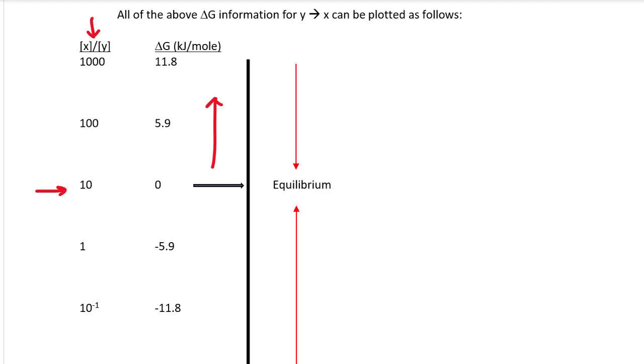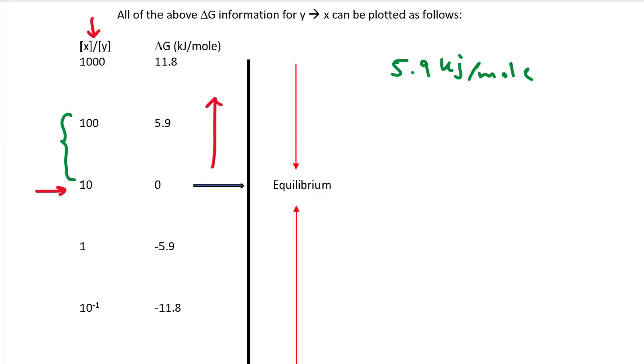So if I'm starting at equilibrium and I want to get to a ratio of 100 to 1, I need an input of 5.9 kilojoules per mole. Actually, I need an input slightly larger than that. So the delta G from going from equilibrium, a ratio of 10 to 1, to 100 to 1 is going to be 5.9 kilojoules per mole.